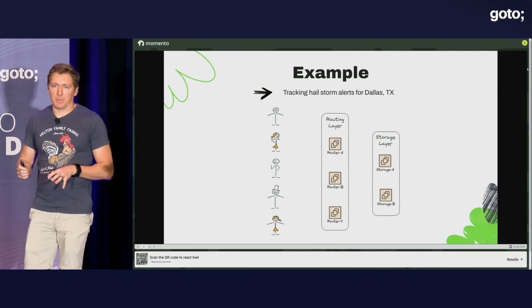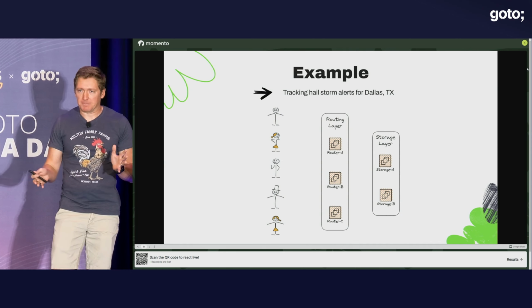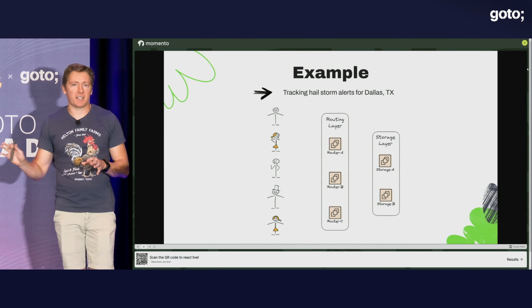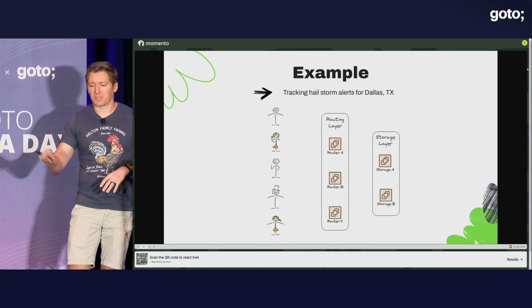So we're gonna go through an example. We're gonna, again, look at this architecture in a different way, a simpler way. So I've gotten rid of the control plane. It's not really necessary as far as our example goes. But we have the routing layer and we have the storage layer.